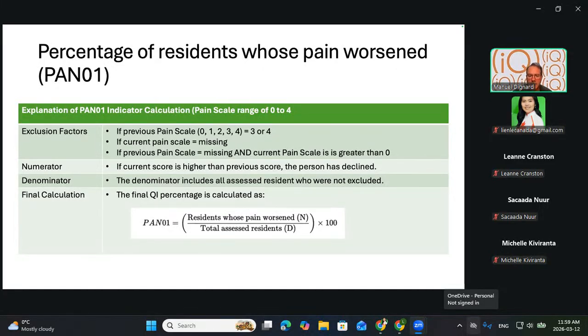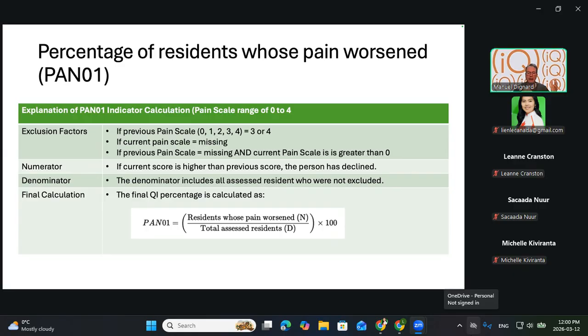All right. So here we're talking about, and this one is not a mirror of the other one. This was not an improved one. So this is a new one. It focuses on residents whose pain levels have increased compared to their previous assessment. So we're looking at the pain scale.